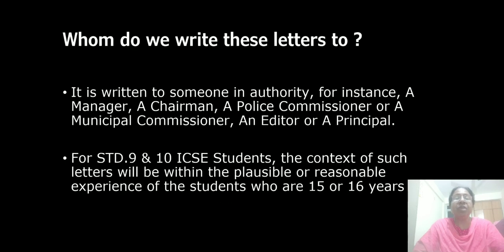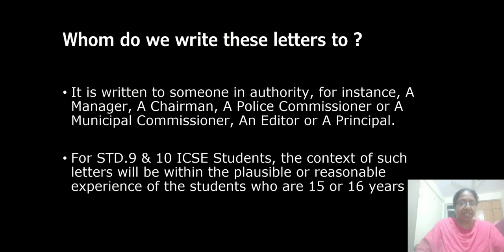Now, whom do we write these letters to? It is written to someone in authority. For instance, a manager, a chairman, a police commissioner, or a municipal commissioner, an editor, or a principal. For standard 9 and 10 ICSE students, the context of such letters will be within the plausible or reasonable experience of the students who are 15 or 16 years of age.